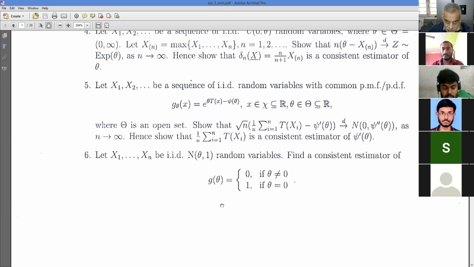The only thing here is this G is not continuous. It is continuous except at one point, theta equal to 0. Right. So let us put G of x bar, and see what it would be.